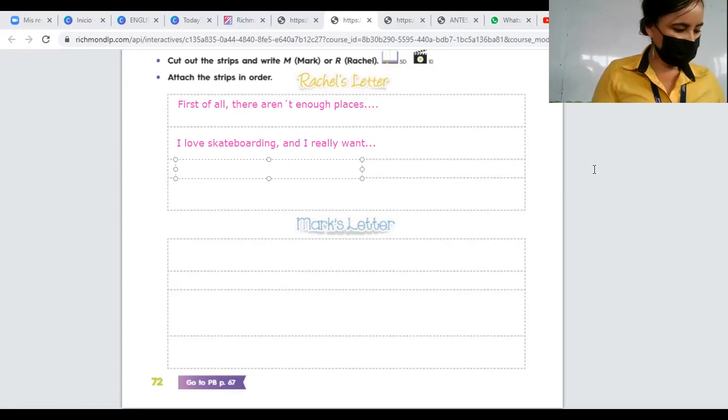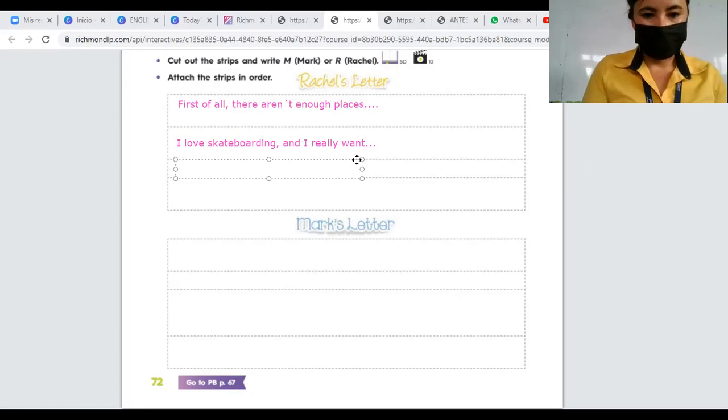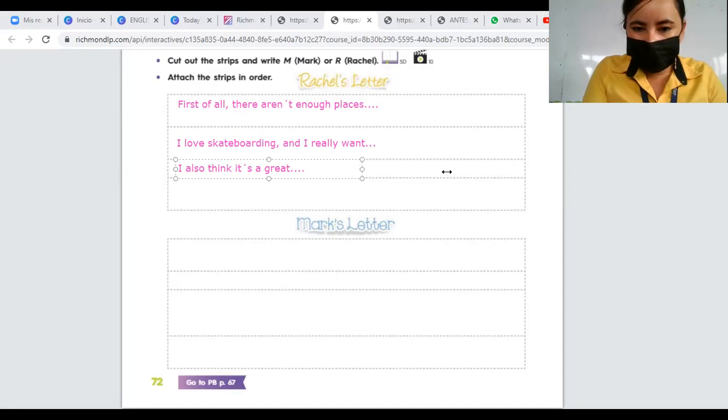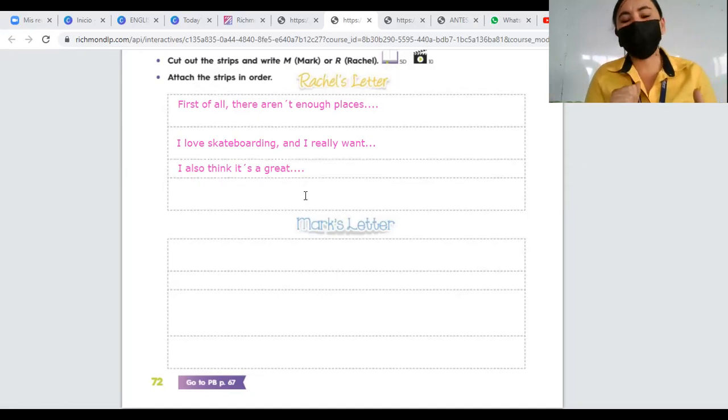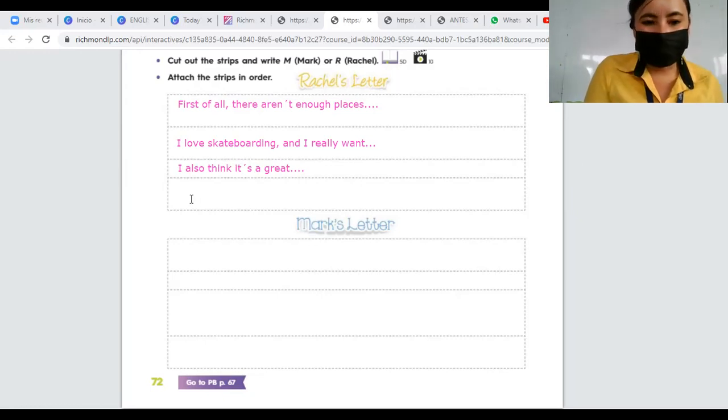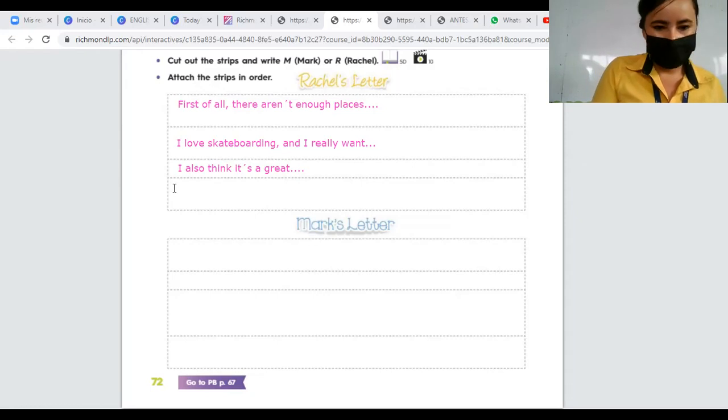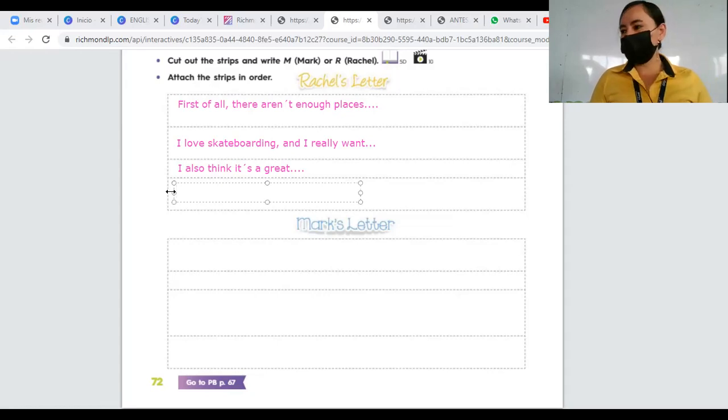Sophie? I also think it's a great way of working to get exercise. Yes, perfect. There it is. I also think it's a great... Okay? I'm doing this, why? Because you're gonna identify what is the description you need to complete the exercise. And the last one is, what's the last one? What is the last one?